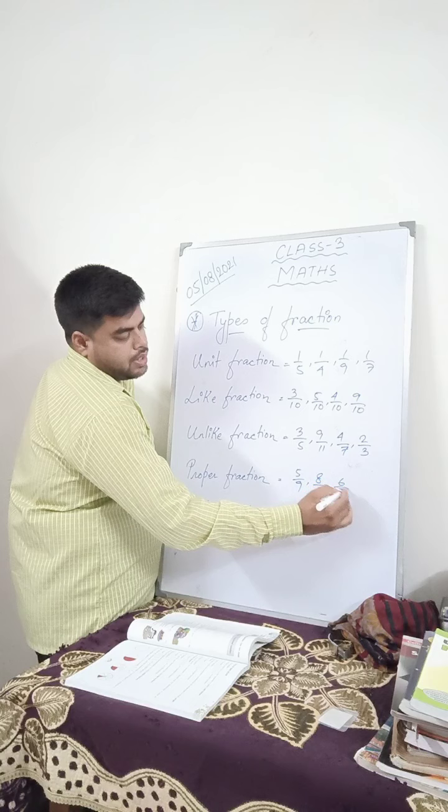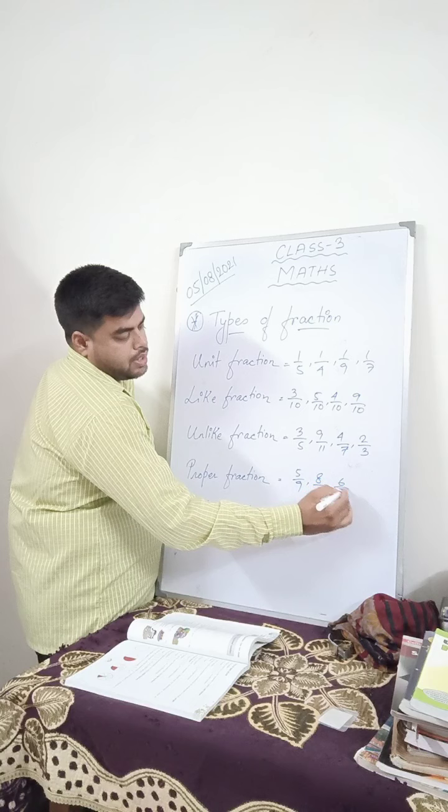Like fraction is that fraction in which the denominator is always the same, and unlike fraction is just the opposite of like fraction. That means the denominator is always different. 3 by 5, 9 by 11, 4 by 7, sorry, make this as 2 by 3. So you see, the denominator is always different. So in like fraction, the denominator will always be the same, but in unlike fraction, the denominator will always be different.